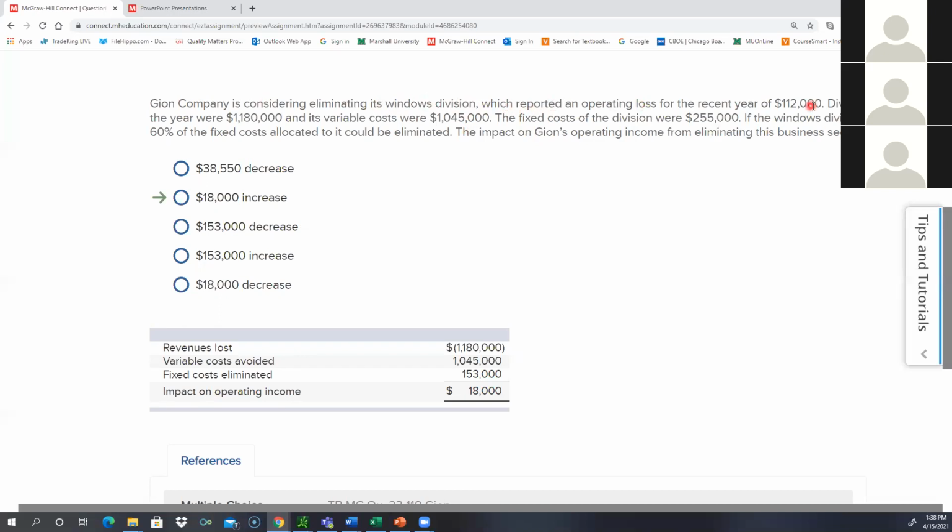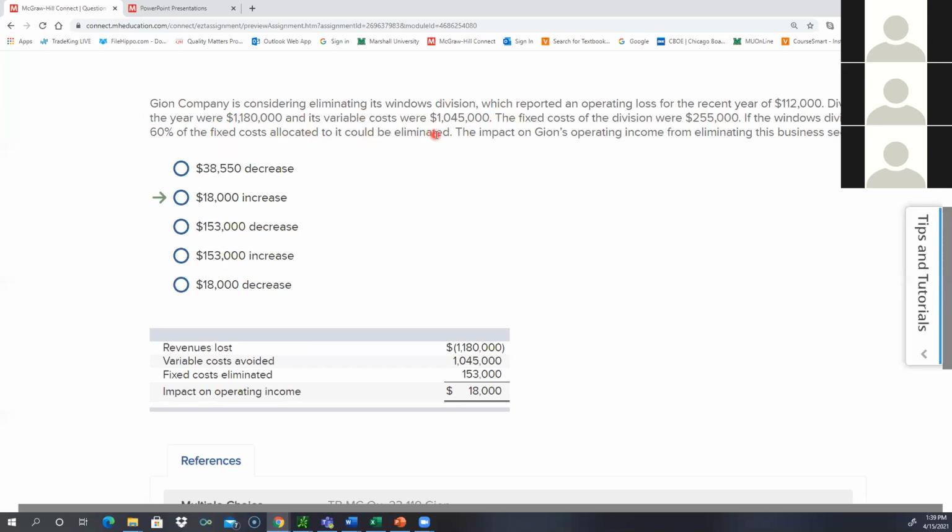They had reported an operating loss of 112,000. Division sales are 1,180,000. So if you close the division, would this remain? No. And would this remain? Variable cost. That will also go away, right? Yep. The fixed costs of the division were 255,000. If the windows division is dropped, 60% could be eliminated. So basically 40% cannot be eliminated.